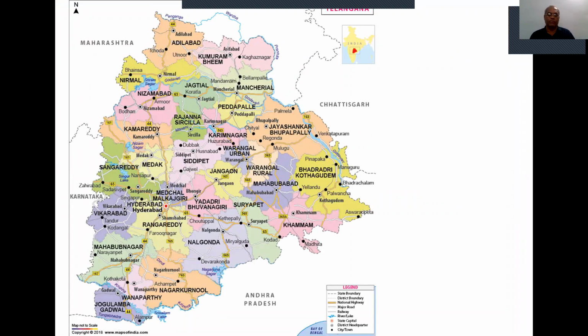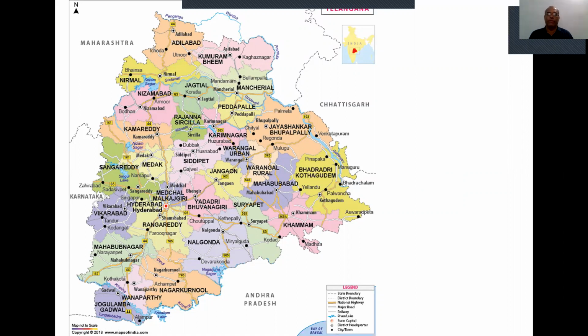This is the state which was formed under the directions of the central government, and you have a bill being passed in the parliament on 7th February 2014, and after that the state was bifurcated on June 2nd, and the Telangana state was formed. And then the existing districts were further subdivided. You can see all the districts of the present Telangana state on this slide.